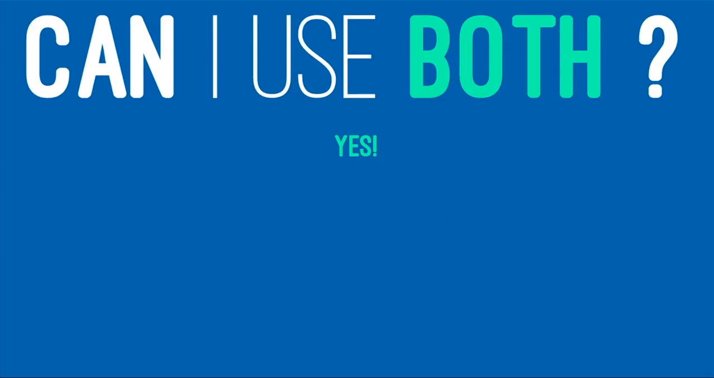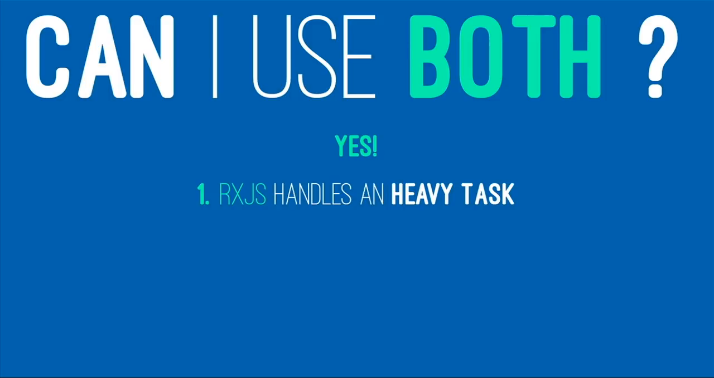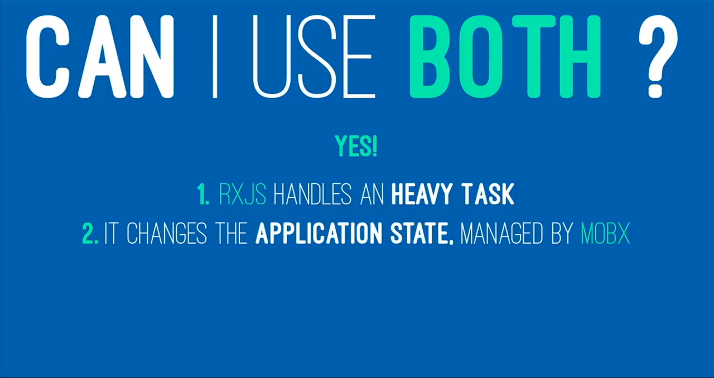Can I use both? The answer is yes. Why and when can I use both? Imagine that RxJS handles a heavy task, or a task that needs very fine and granular control. A classic example: if you wanted to throttle a scroll, or take control of multiple animations at the same time based on that. Imagine you have a heavy task. RxJS can handle that, and then it could tell MobX, look, I have a new value after everything that RxJS has to do.